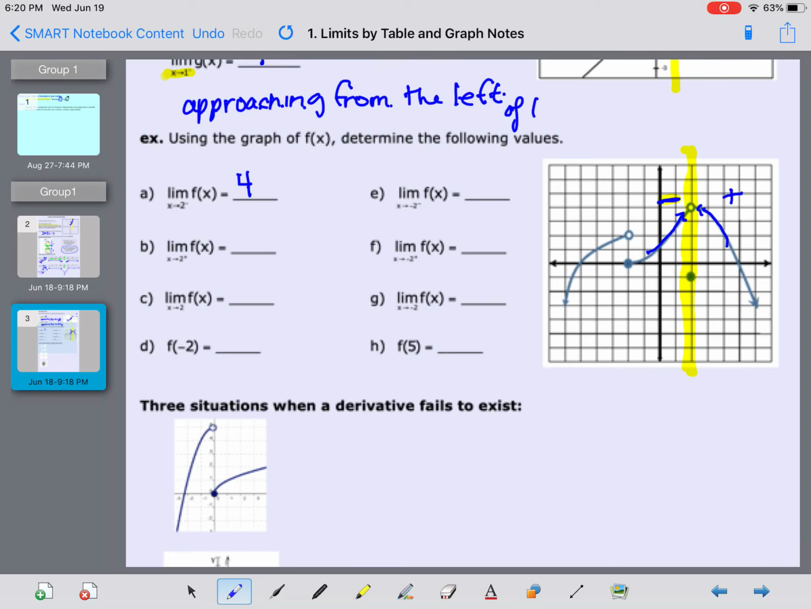I'm approaching that same value, which is 4. If our left and our right are equal, that automatically means when we approach 2 from both sides, it's also equal to 4. Remember, this is about what our function is approaching, not what our function is. At 2, if we look at that point right there, that's an open point, so that point does not really exist. In fact, the function exists down here at that solid point.